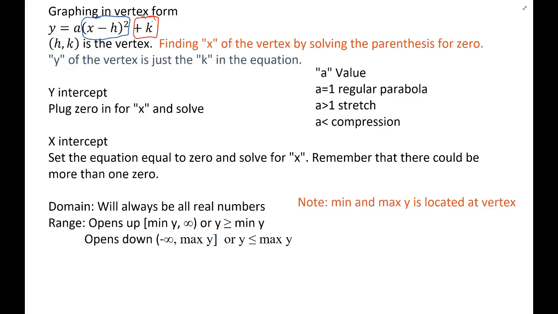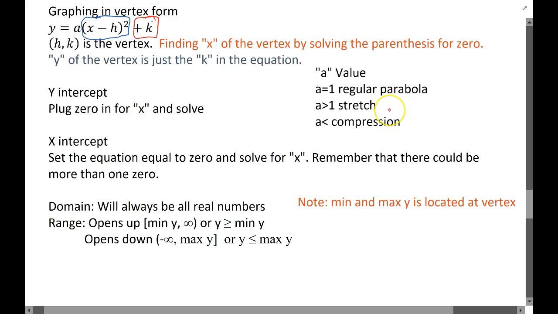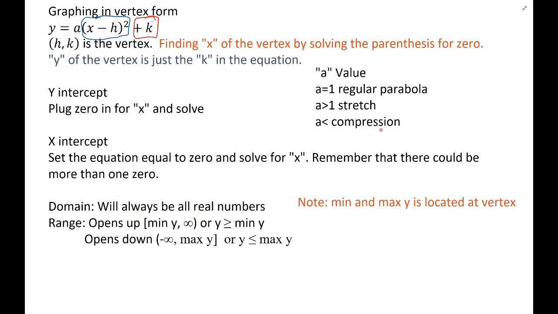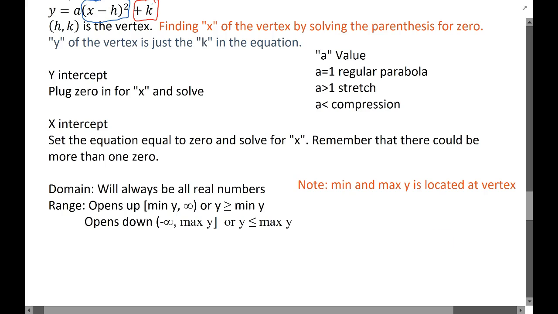The a value in front of the parentheses tells us if there's a stretch or compression to our parabola. Stretch will make it taller and skinnier, and compression will make it wider and shorter. To find the y-intercept, we plug 0 in for x and solve. To find the x-intercept, we set the equation equal to 0 and solve for x. Remember that there could be more than one 0.